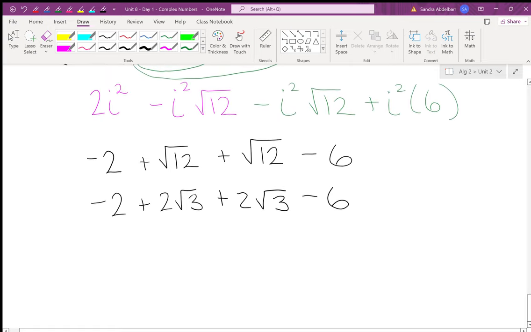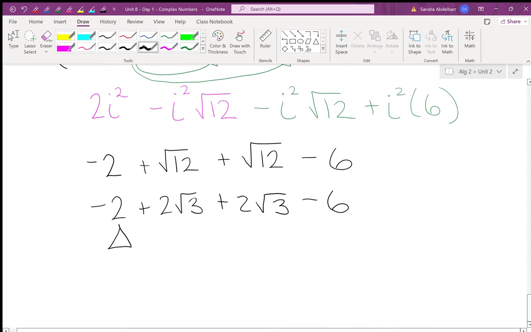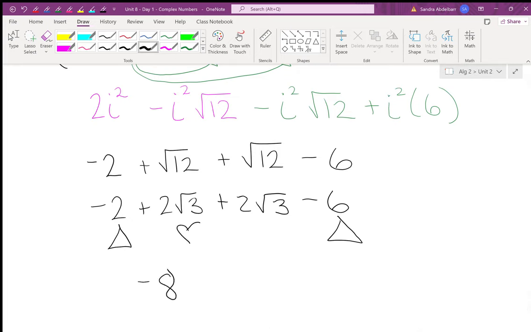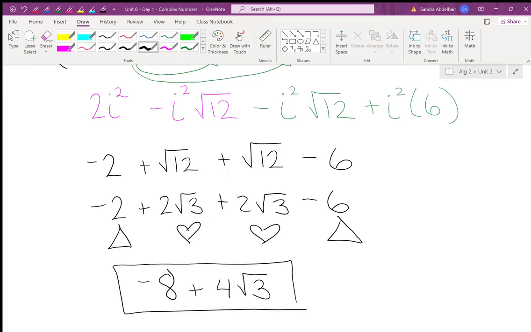Now we combine our like terms. -2 plus -6 is -8. 2 root 3 plus 2 root 3 is 4 root 3. All right, kids, we're done.